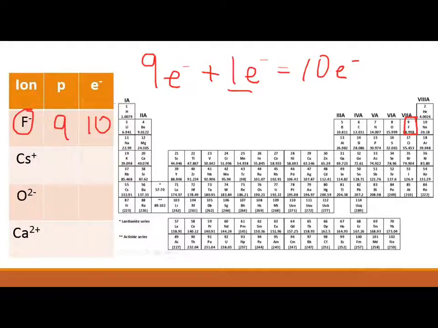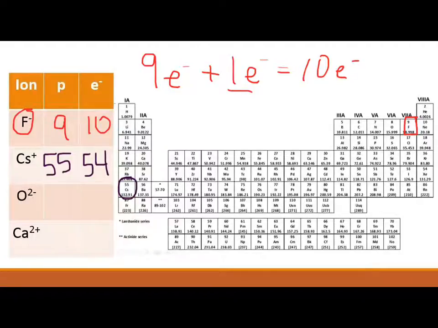Let's go ahead and take a look at cesium. Okay, so cesium is way down here, atomic number 55. So it has 55 protons. Now if this were a neutral cesium atom, it would also have 55 electrons, but it's not neutral. In fact, this has a +1 charge, which means it has lost an electron along the way. So that means this ion only has 54.